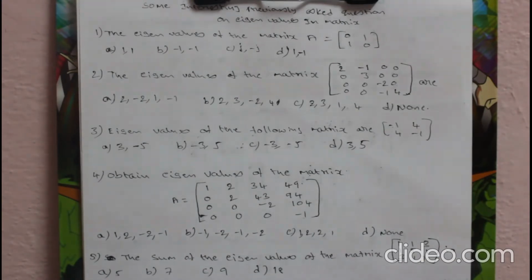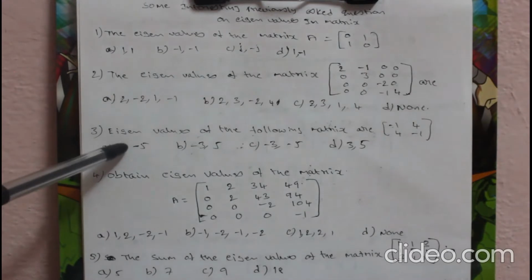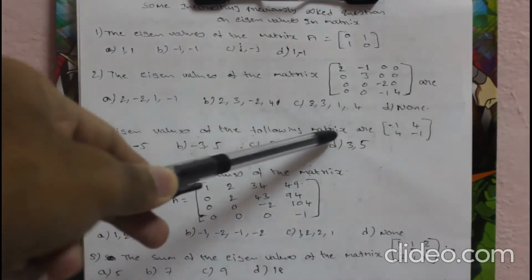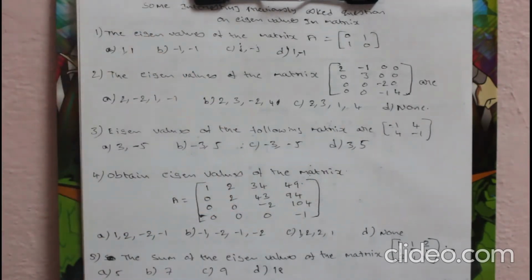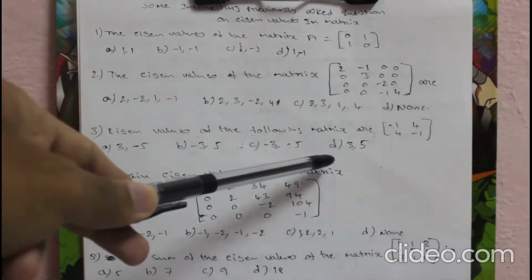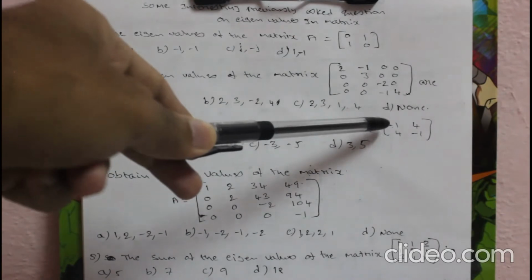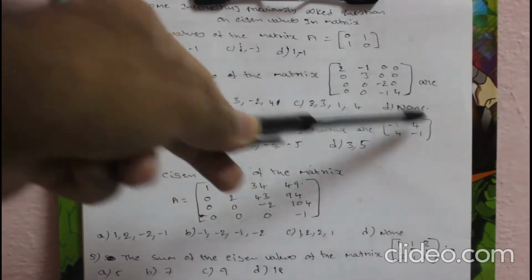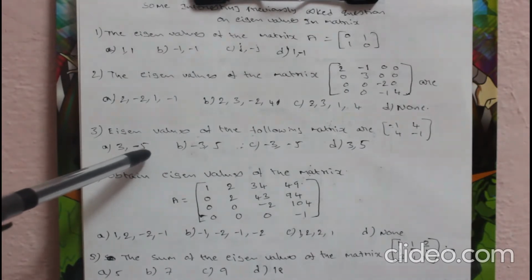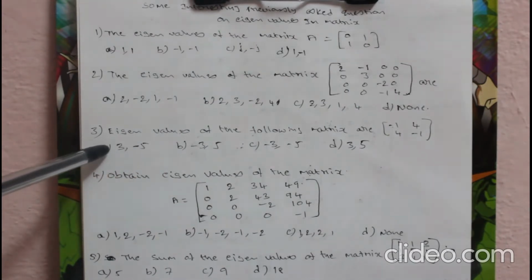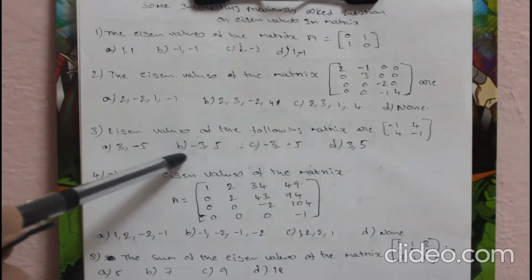Okay, now look at question number 3. Eigenvalues of the following matrix are, the given matrix is minus 1 4 4 minus 1. Now apply the first point, the sum of the eigenvalues is equal to the sum of the diagonal elements, that is minus 1 minus 1, minus 2. So option A, 3 minus 5, is minus 2, so it may be the chance.